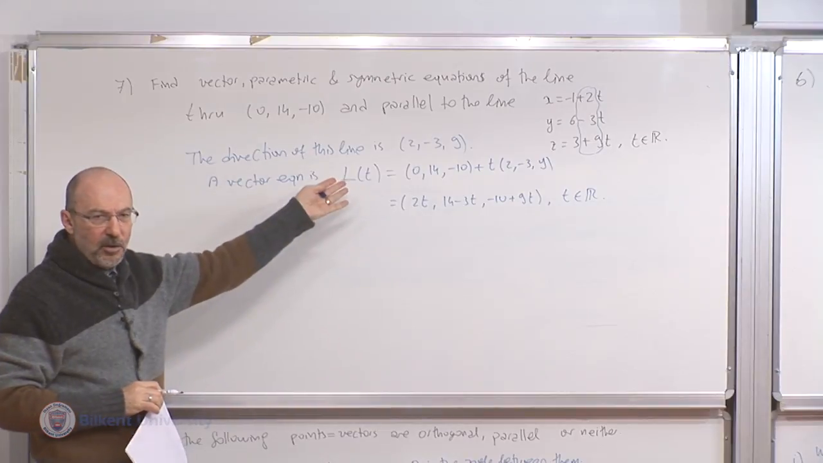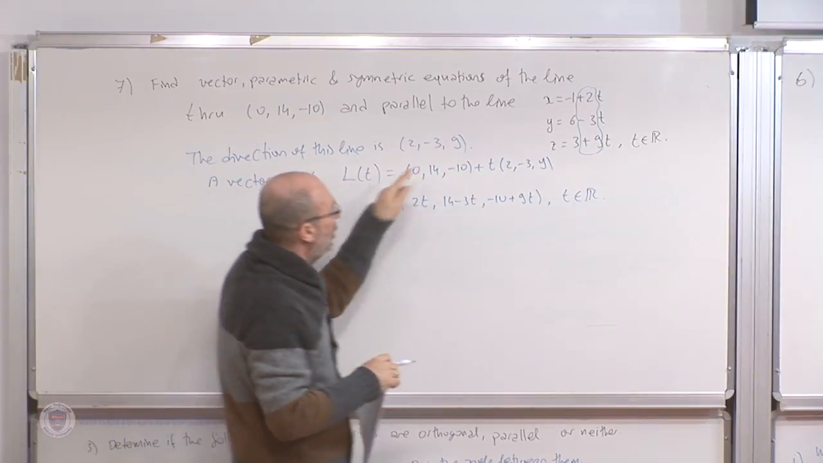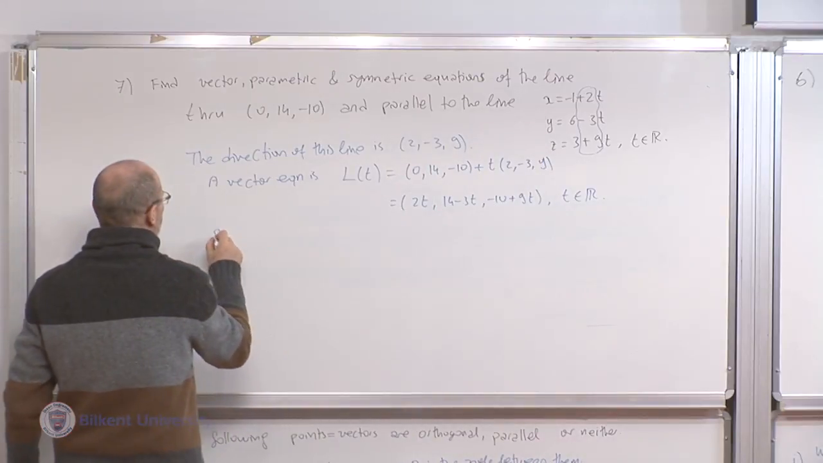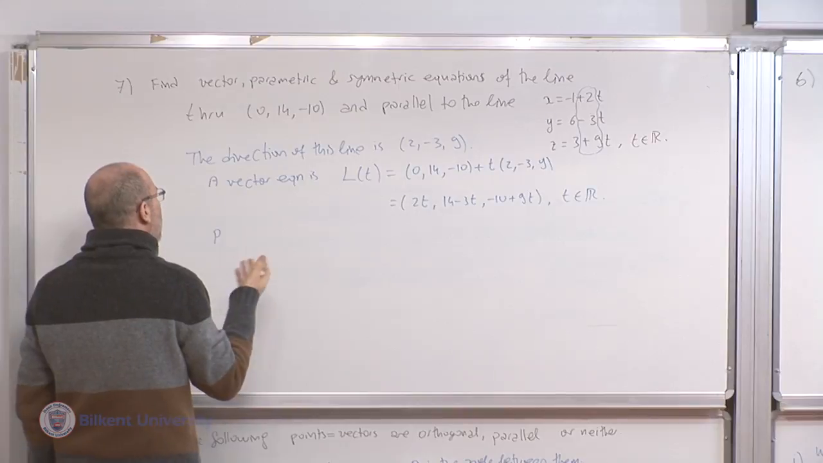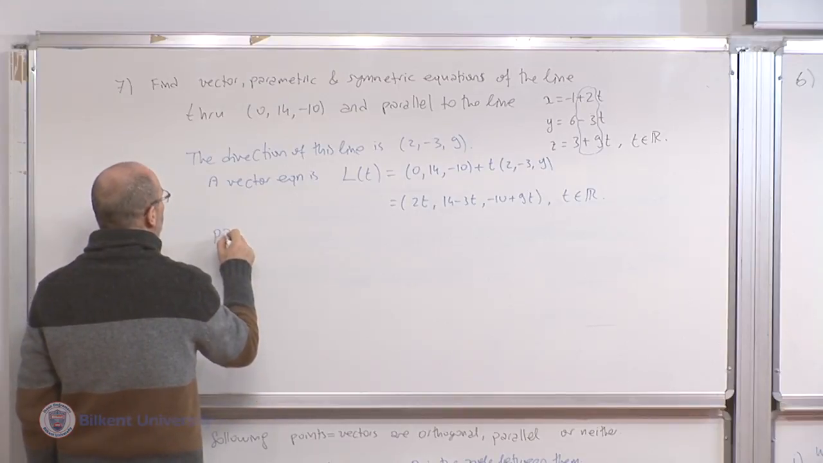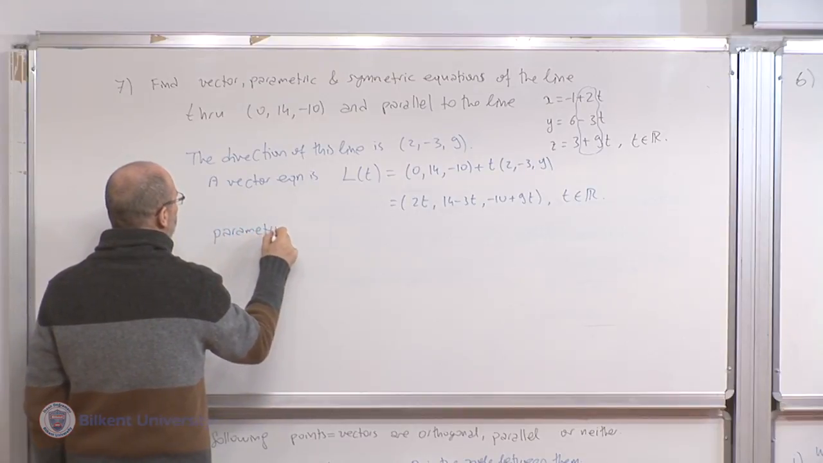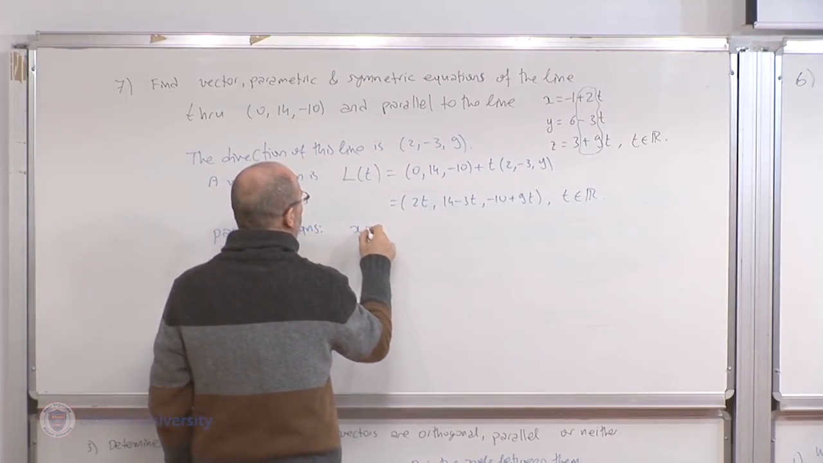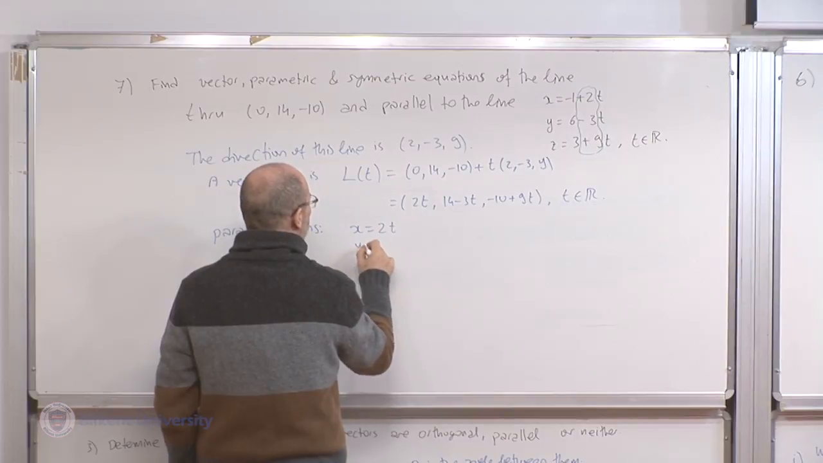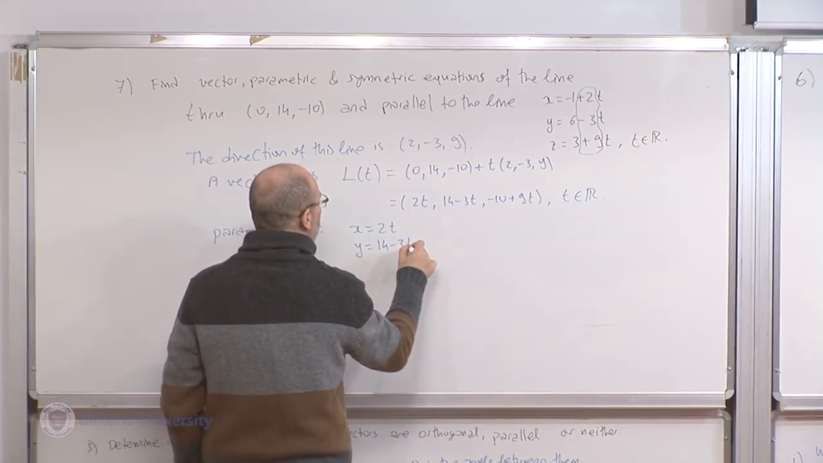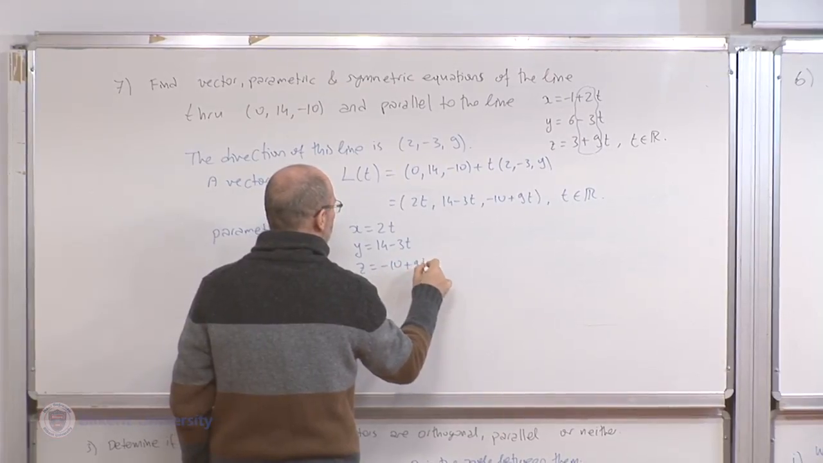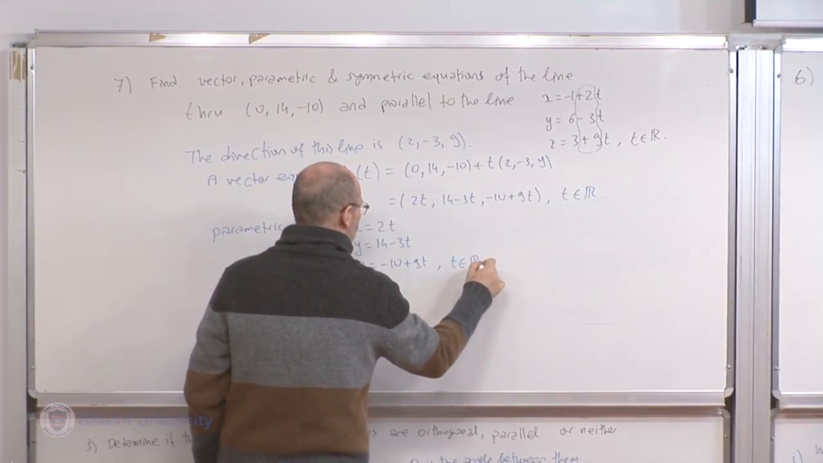Now all the information is here. Parametric equation is to write this in this form. So this exercise is refreshing the terminology. Parametric equations: x is equal to 2t, y is equal to 14 minus 3t, z is equal to -10 plus 9t, and you have to mention this.